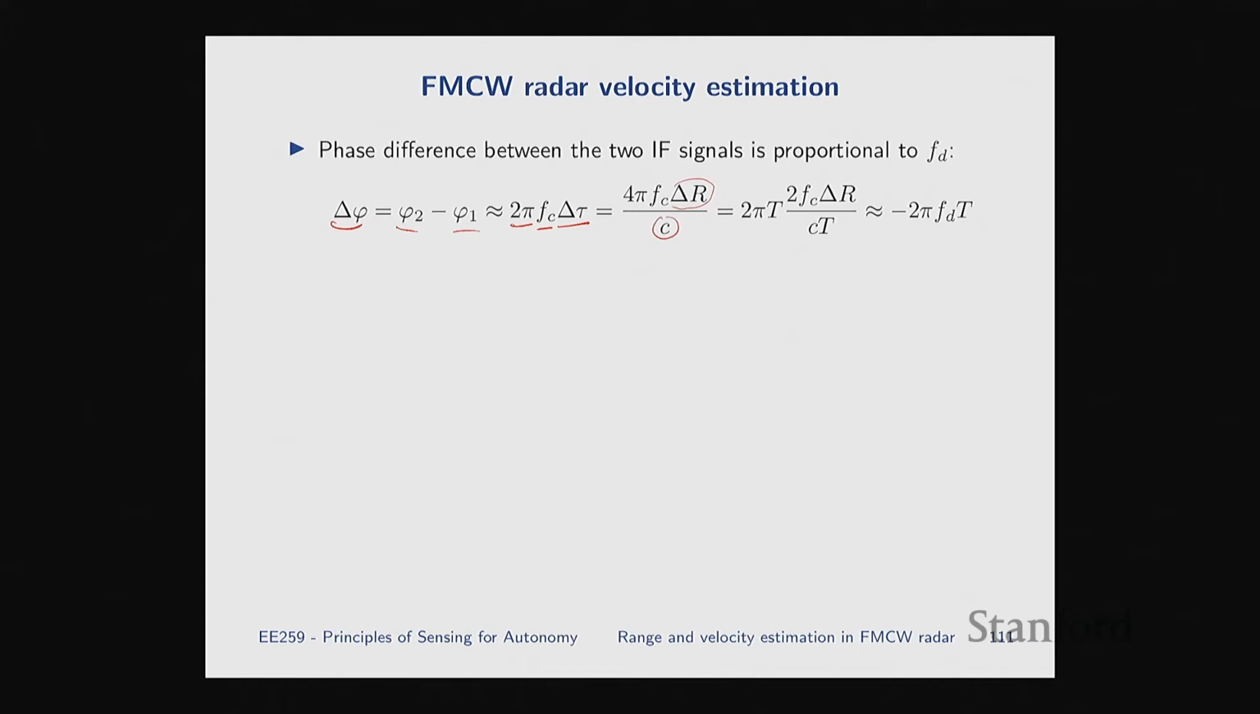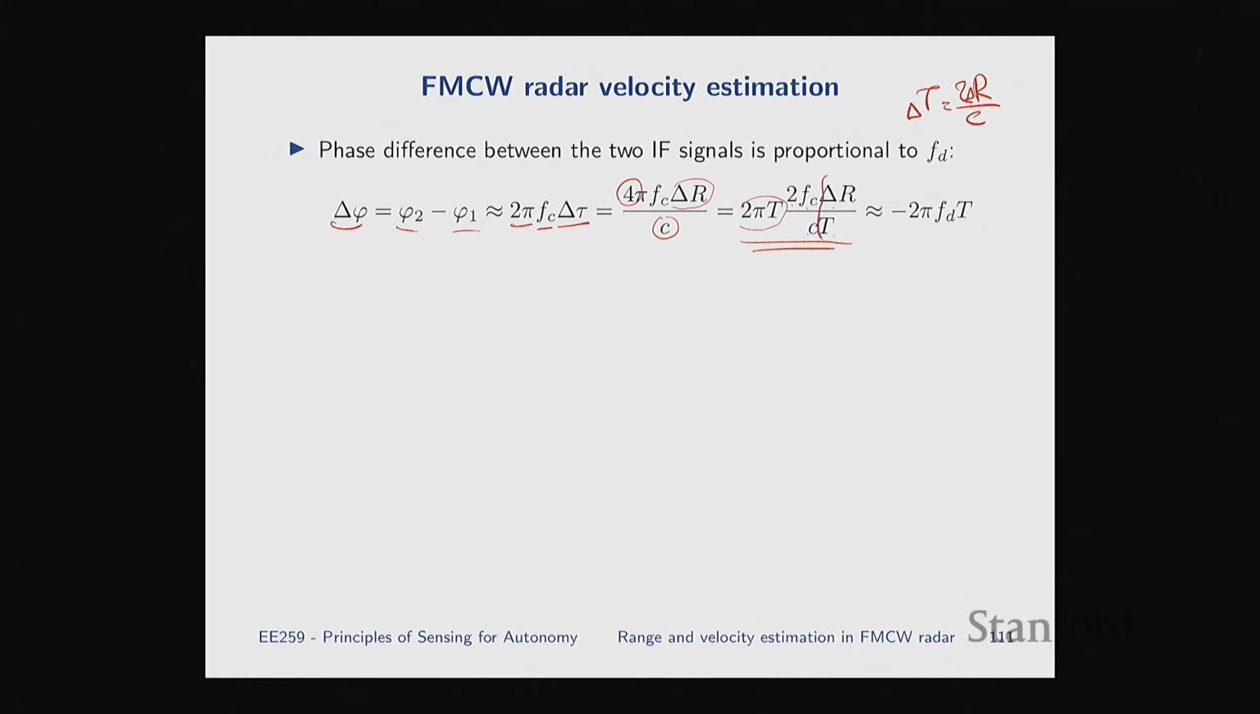That's by definition, times 2, right? So that's why you get a 4 here. So remember, tau is 2r over c. So your delta tau becomes 2 delta r over c. And that's what we've plugged in here. You can write it like this: 2 pi times 2 fc delta r divided by c times T, where T is the chirp duration in seconds. But here's something interesting.